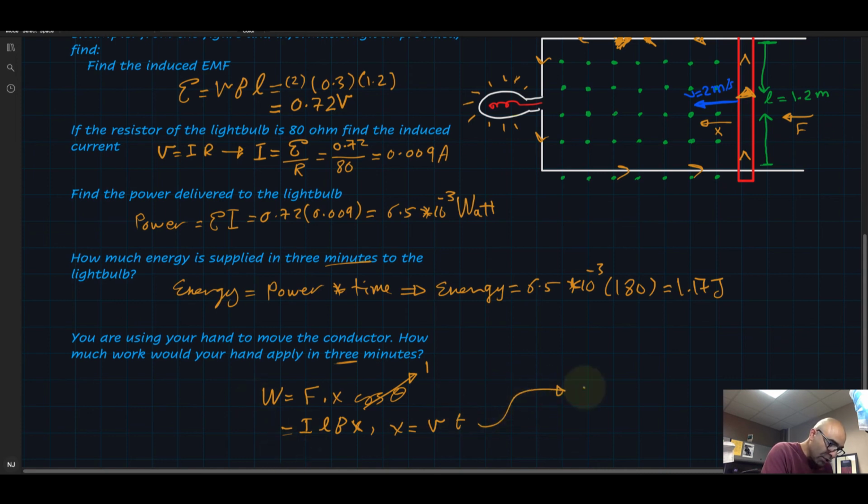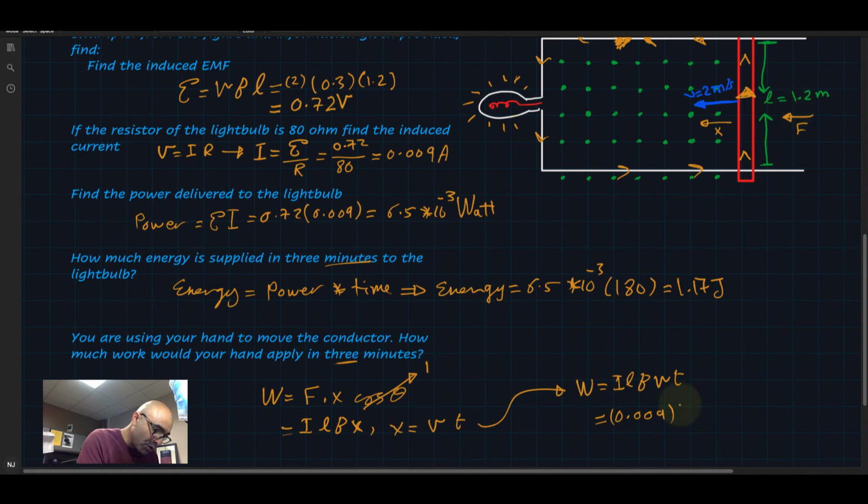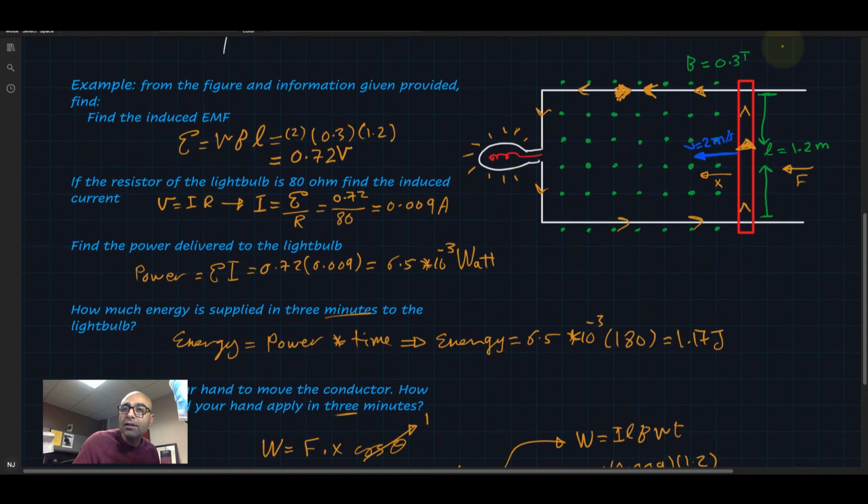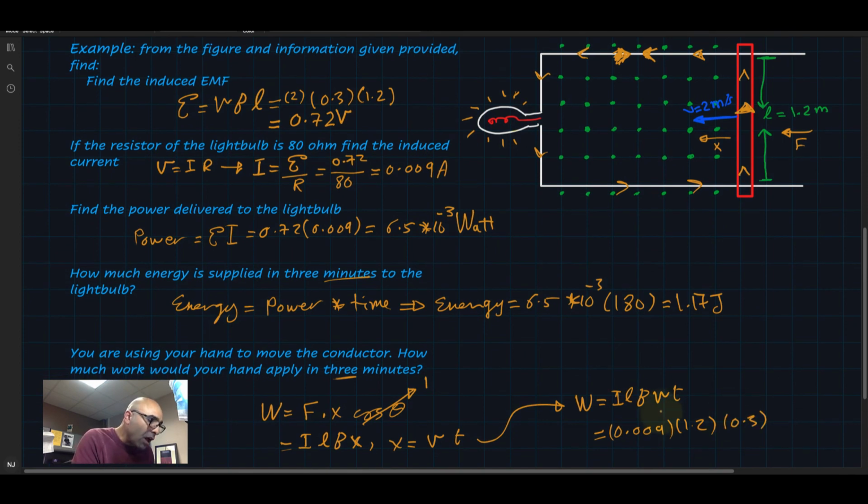So W, which is the work, is equal to ILB times X, which is VT, and we have all of these known. I is the current, and we found the current to be 0.009. The length is given as 1.2. B is the magnetic field, and that is equal to 0.3. The velocity is 2, and the time is 180 seconds. And believe it or not, if you multiply all of these, you will get 1.17 joules.